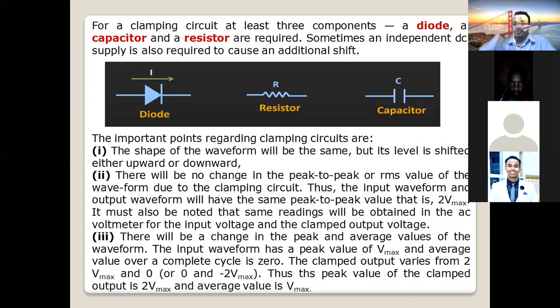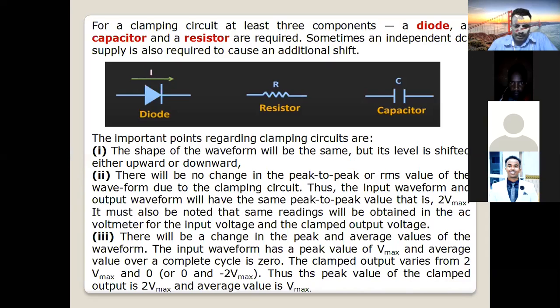Okay, if you have a sinusoidal signal with peak-to-peak voltage 20, and you shift it upward or downward, the peak-to-peak voltage remains the same. Even the RMS, root mean square value, remains the same. The waveform remains the same, no change. The only change to this signal by a clamper circuit is the DC level. The average value of the signal will be either increased or decreased. That is the second point we have to know.